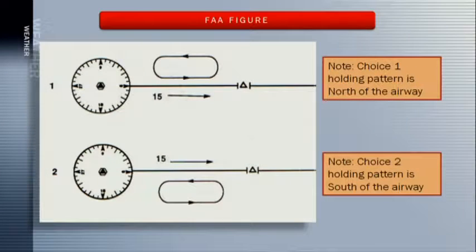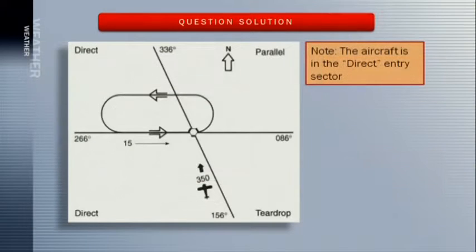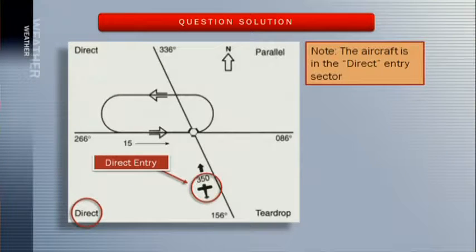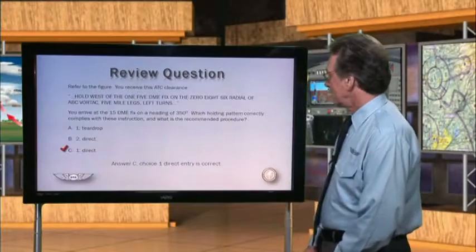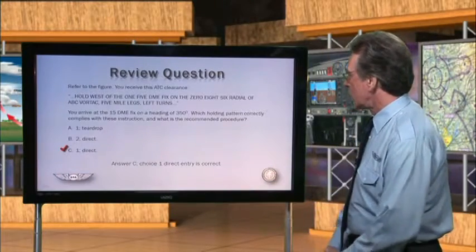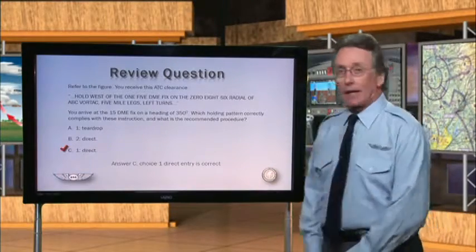Okay, well, we'll look at this figure here. We actually have two figures. One, the holding pattern is north of the airway. Two, the holding pattern is south of the airway. This shows us that our aircraft flying at 350 degrees is in the direct entry sector. So, back to our question. Answer C, choice 1, direct entry, is the correct answer.